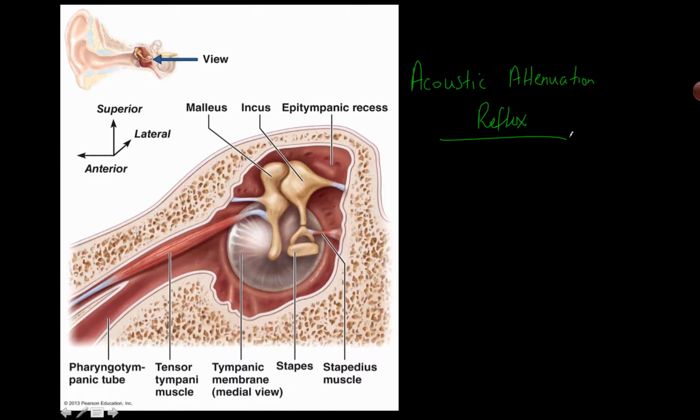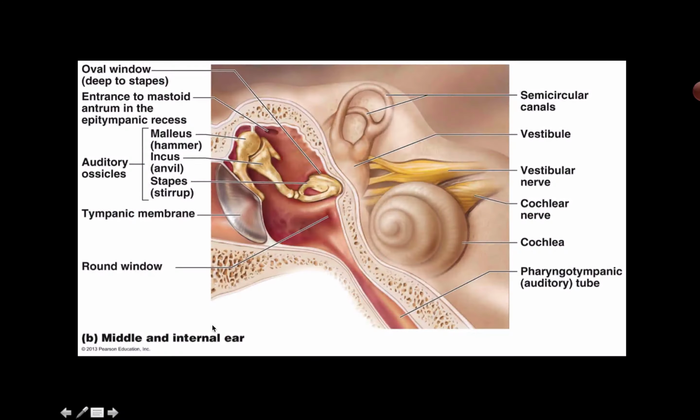So the acoustic attenuation reflex is going to be stimulated. It's going to make the stapedius muscle contract. It's going to make the tensor tympani contract, and that's going to prevent too much vibration in these auditory ossicles. Okay. By the way, just to make note in your notes, the stapedius muscle is innervated by the facial nerve, and the tensor tympani is innervated by cranial nerve number 5, or the trigeminal nerve. So make sure you remember that.